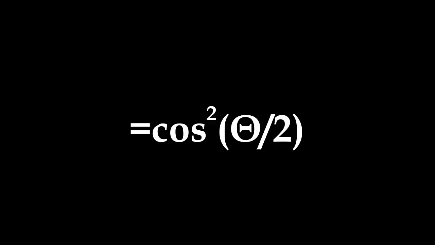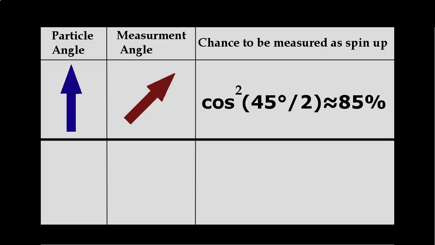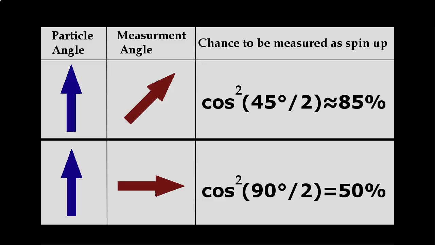This probability can be figured out using the square of the cosine of half the angle between the particle and detector. For example, a particle that has been given a spin-up state with a vertical orientation that is being detected at a 45-degree angle will, according to this equation, have a slightly more than 85% chance of being detected as up. When the detector is at 90 degrees to the particle, then it has a 50% chance of being detected as either up or down. So spin is a property that particles have, and there is some interaction between these devices and the particles themselves.